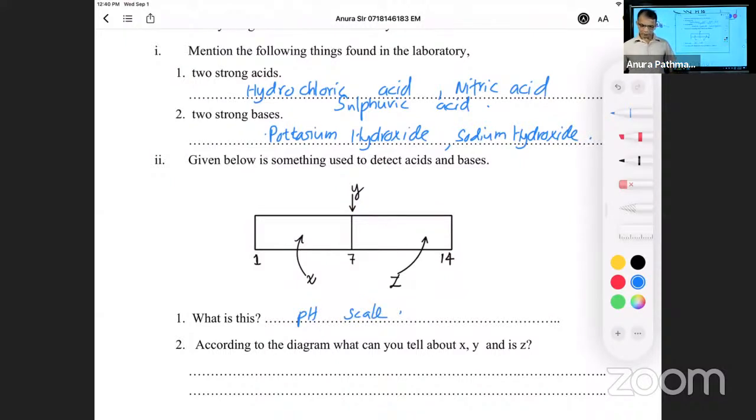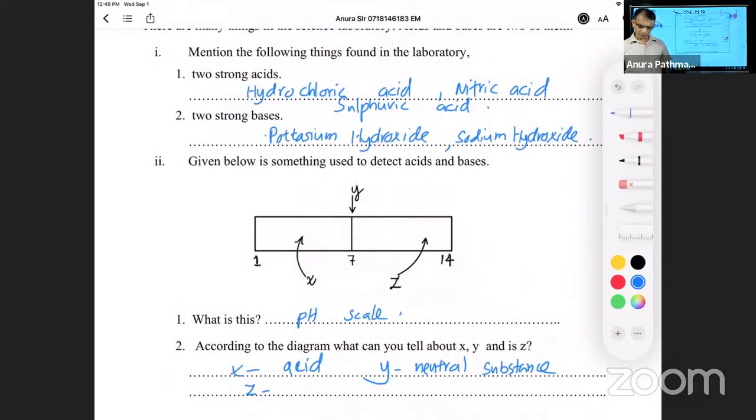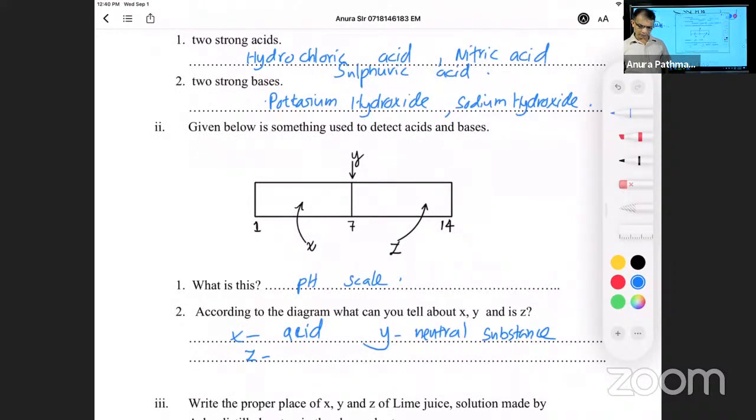According to the diagram, what can you tell about X, Y, and Z? Actually, what you have to write is this one. X is acid, Y is neutral substance, and Z is base.